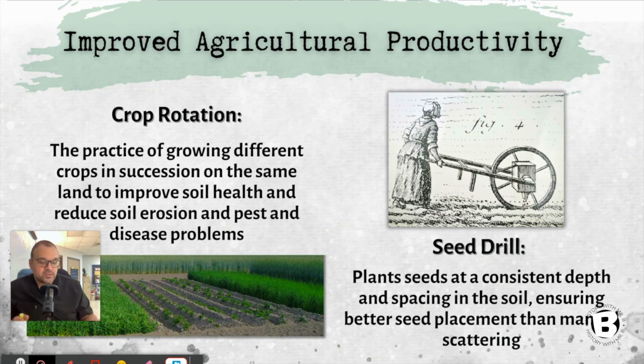So before, the same crop was grown on the same plot of land over and over again. Now we rotate that, and that's a practice that still takes place today. We do not grow the same crops on the same plot of land every year, right? We rotate those consistently.